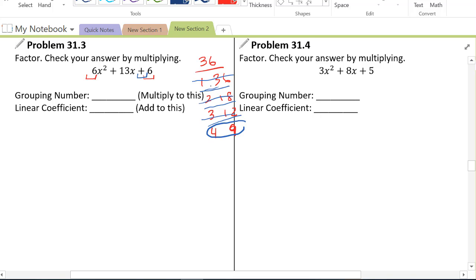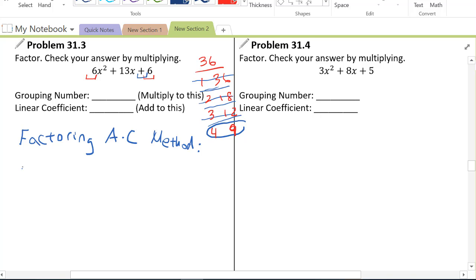You want to go through your factors and look for the pair that adds to give me 13. Why do we add? You look at the c term. The c term tells us to add or subtract. All right, let's write this down. Factoring, AC method. Maybe you want to write this on the side somewhere.